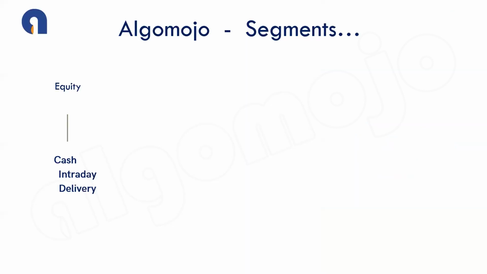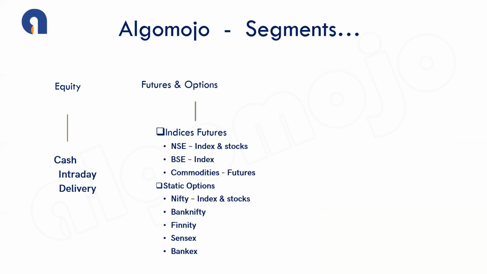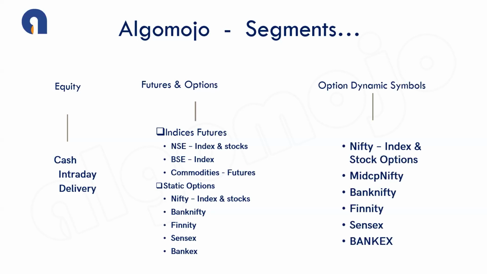The areas that you can currently trade are equities. You can do cash trades, intraday or delivery, then futures and options. So you have NSE, BSE, and commodities, futures and options. Both dynamic and static options can be traded. We have recently launched Nifty Next 50 also for options trading. So please try it out.